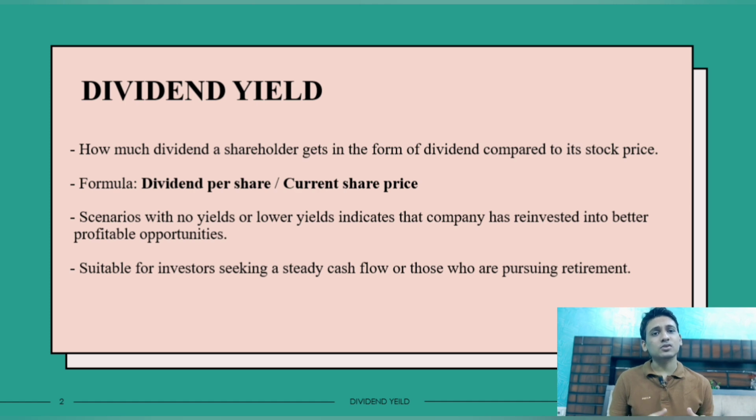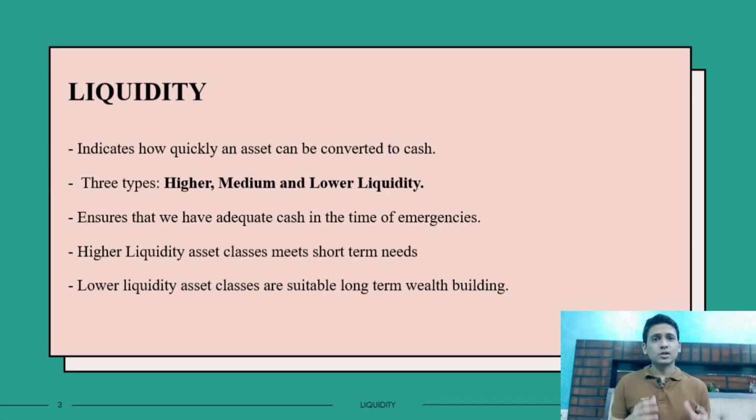Now it may be a sign that the stock price is falling. Now there may be a scenario where there is no yield or maybe a lower yield. Now it indicates that the companies are reinvesting in some other profitable opportunities. Now dividend yield is suitable for investors who are pursuing their retirement or investors who are seeking a steady cash flow.